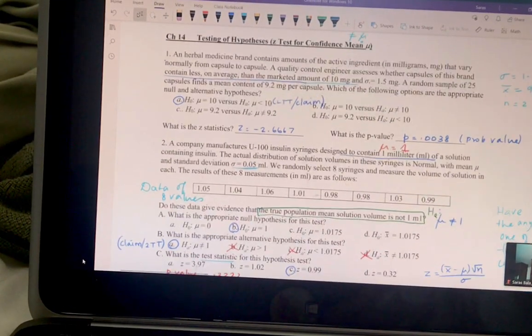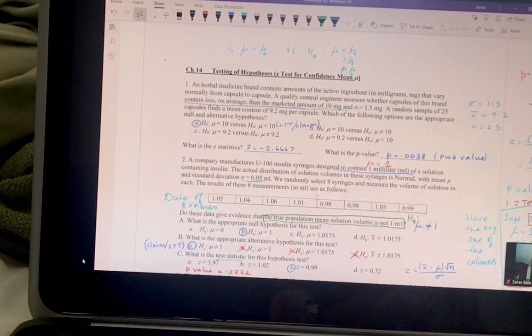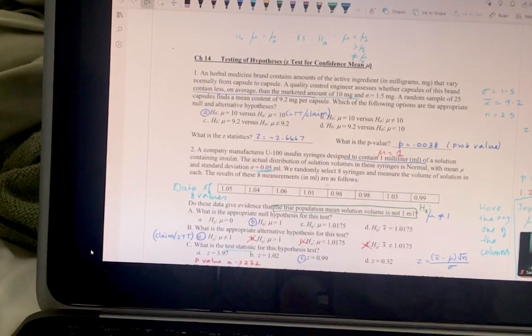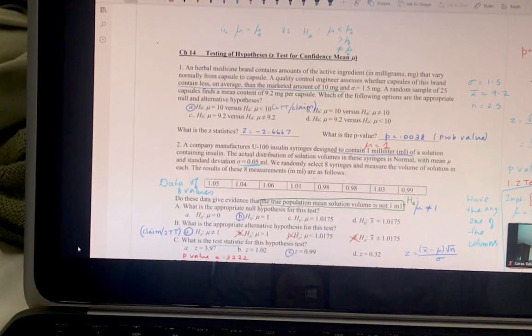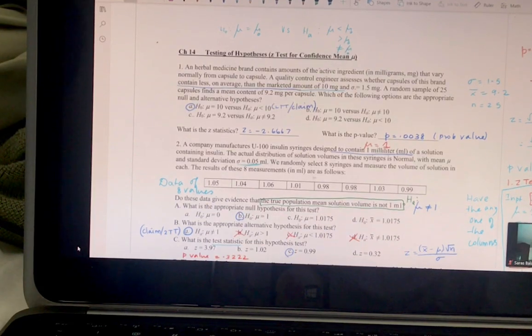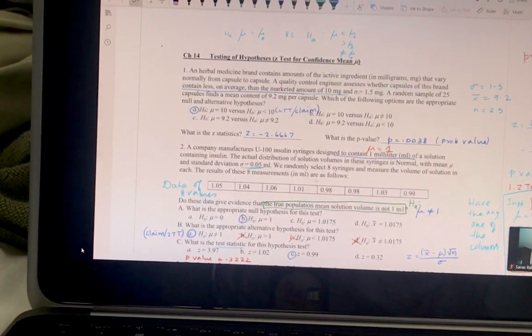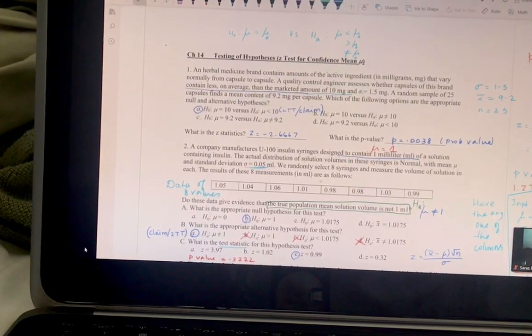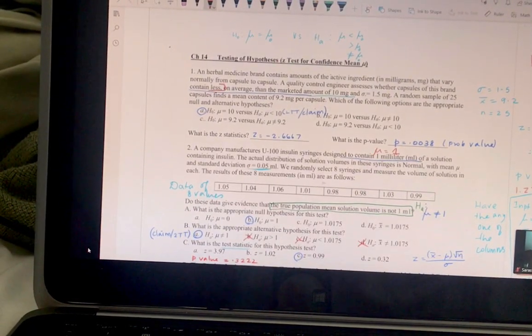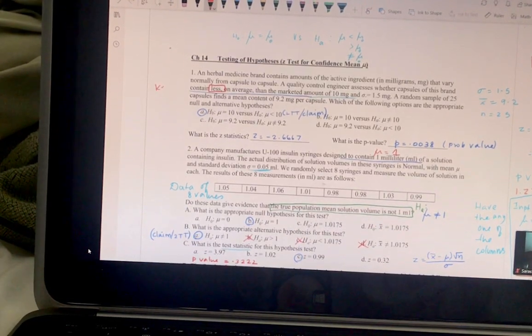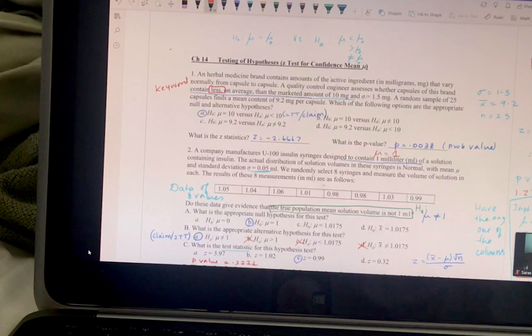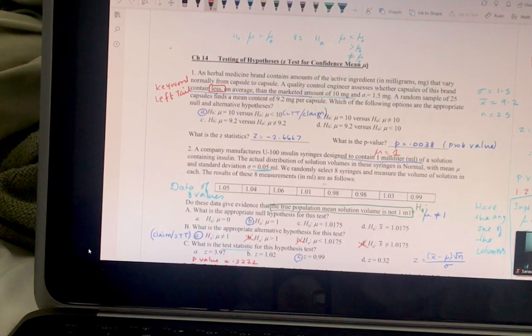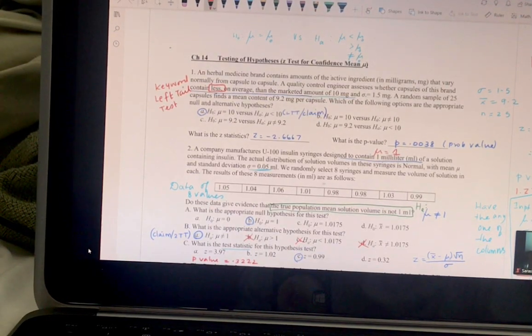Let's see. An herbal medicine brand contains amounts of the active ingredients in milligrams that vary normally from capsule to capsule. A quality control engineer assesses whether the capsules of this brand contain less. You see the keyword, right? Which is less. So let's keep that in mind. This is my keyword, less, and this is the keyword for my alternative hypothesis. So I'm going to be using the left tail test.